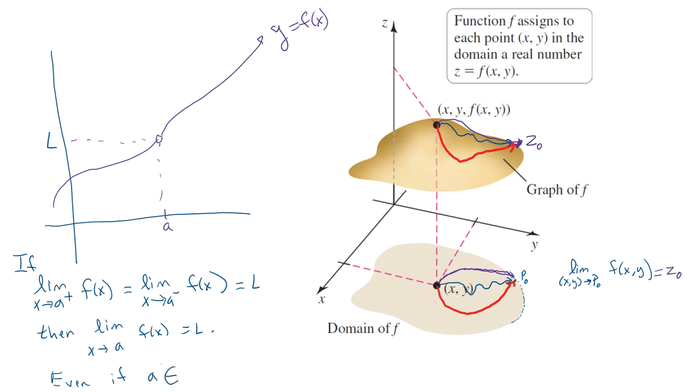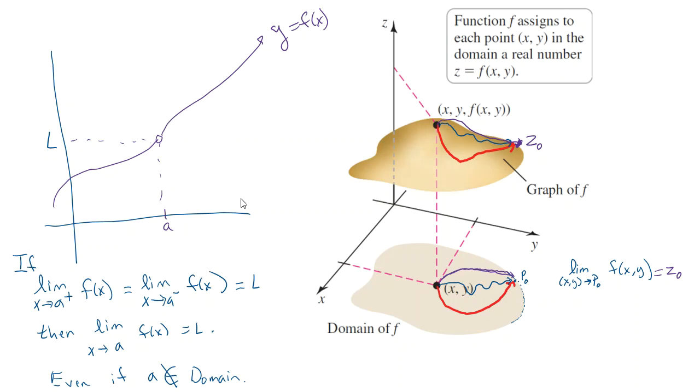I'm going to say a is not an element of the domain. Even if a is not in the domain, the limit still exists if the limit from the left equals the limit from the right. So this is the analogous situation in 3D. It's just that there's more than two ways that we can approach a.